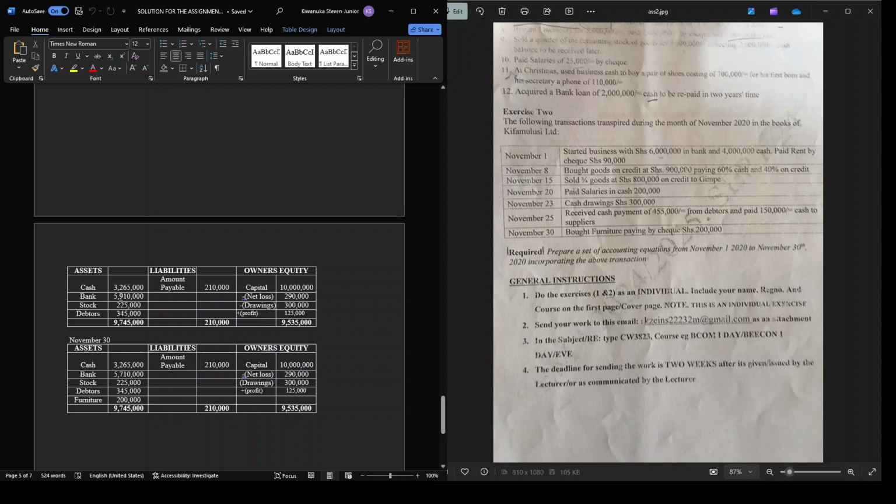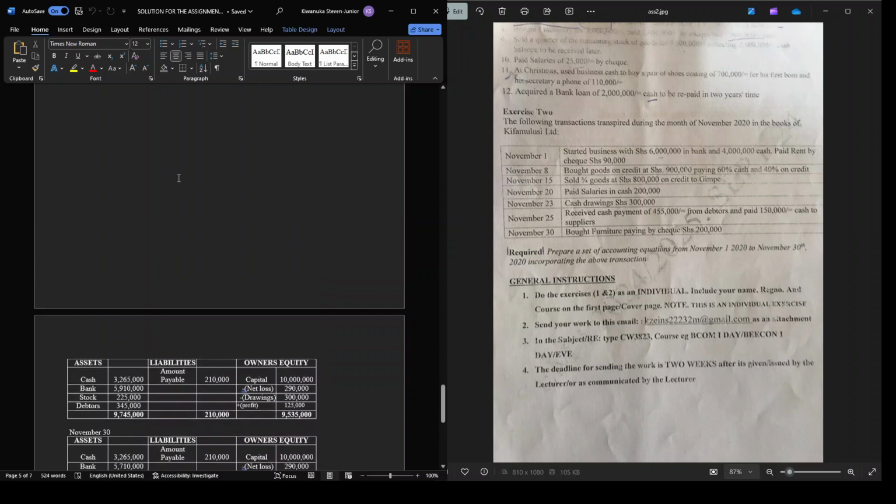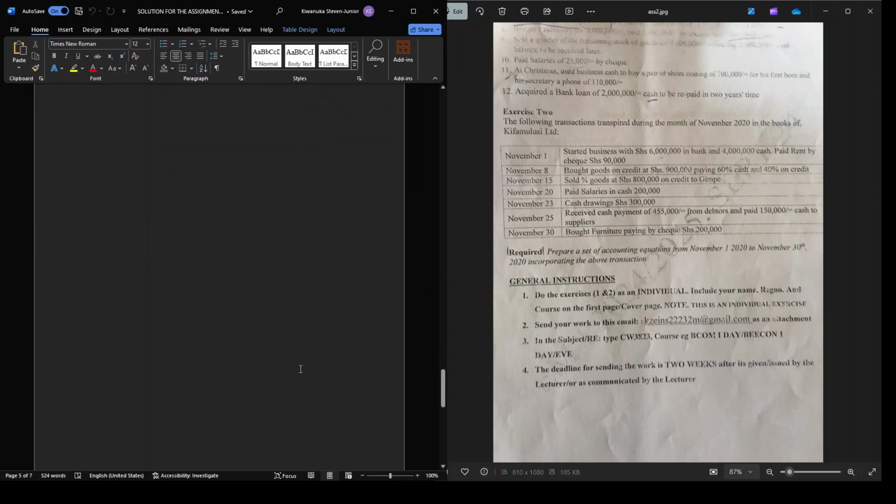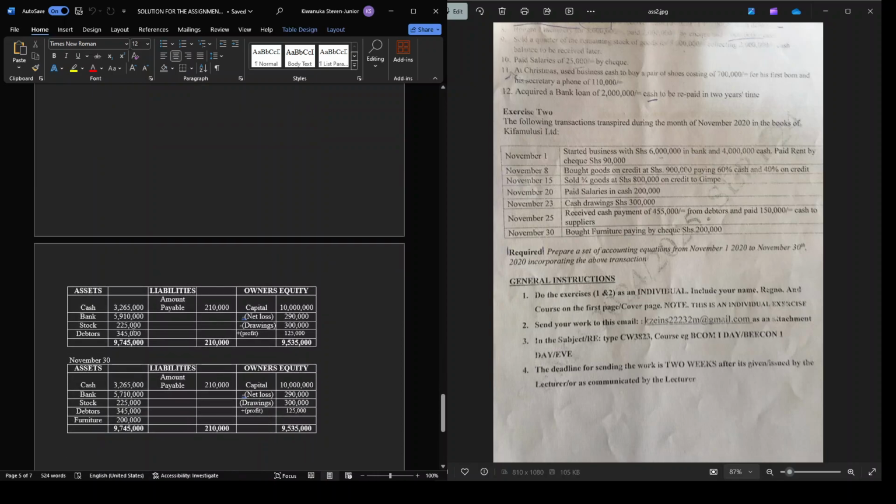And then received that from debtors. That means the debtors here, because he has received 455, that means the debt has reduced. Those who owed him have reduced from 800, which they were being demanded, they have paid 455. That's why the debt reduces to this now. The stock remains unchanged. Here, the bank has remained unchanged.